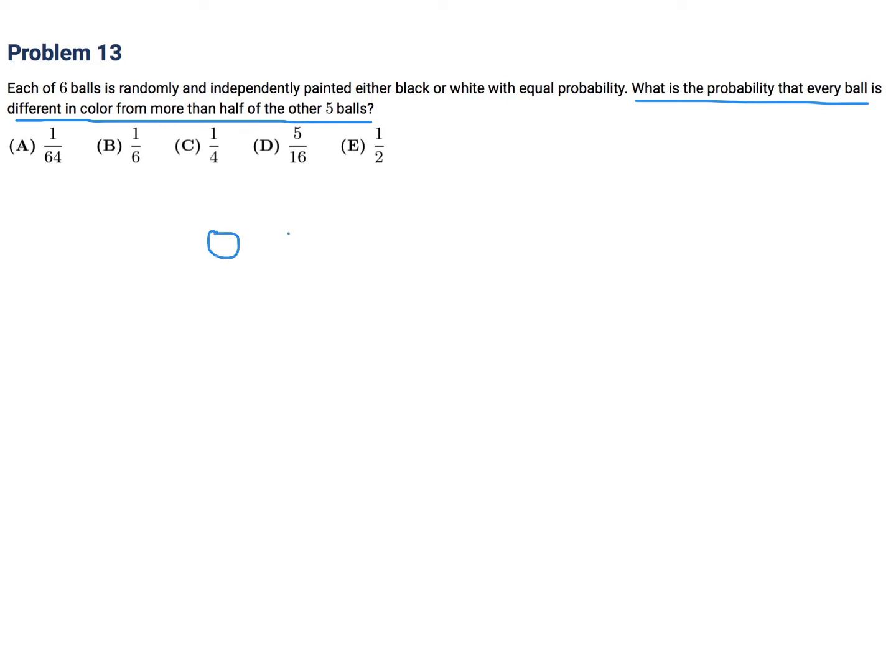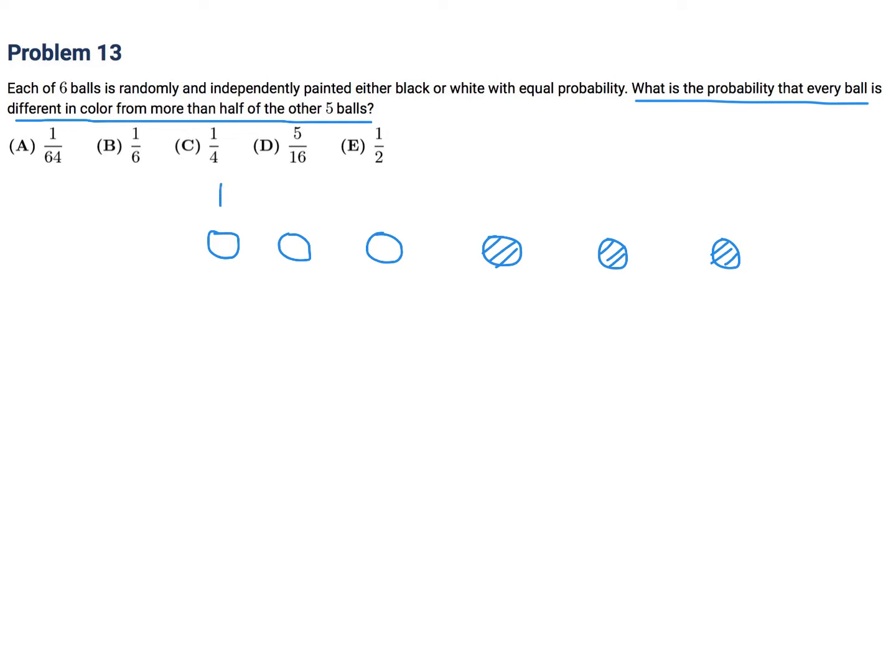You've got 6 balls, right? 1, 2, 3, 4, 5, 6. And I'll give you a scenario that this works. This one right here. Let's talk about it. Let's see if it works or it doesn't work. If 3 are white and 3 are black, does this sentence hold true? That every ball is different in color from more than half of the other 5 balls.